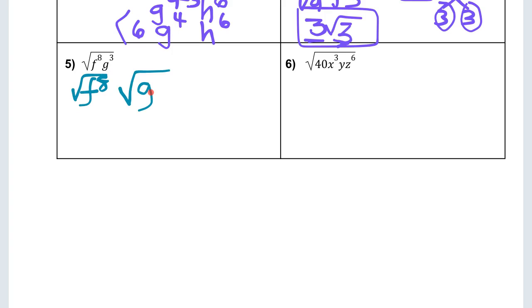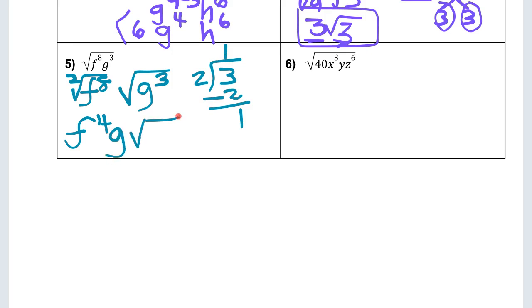and root g to the 3rd, we would divide the power by 2 because we have square root, which is technically 1/2. So 1/2 of 8 is 4 without a remainder. 1/2 of 3 is 1 because we divide 3 by 2, we get 1, and there's one remaining factor of g on the inside of the root. So g root g. Hence the answer would be f to the 4th power g radical g remaining inside the root.